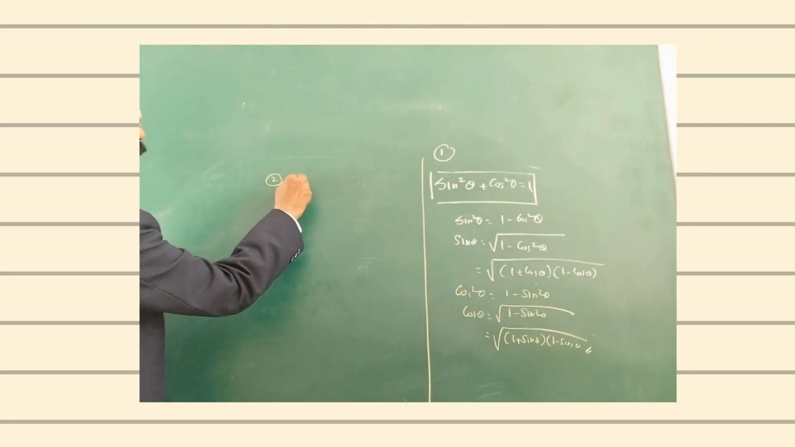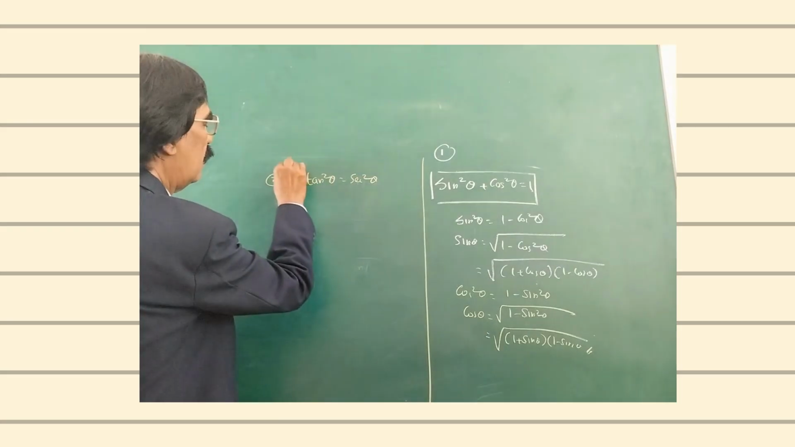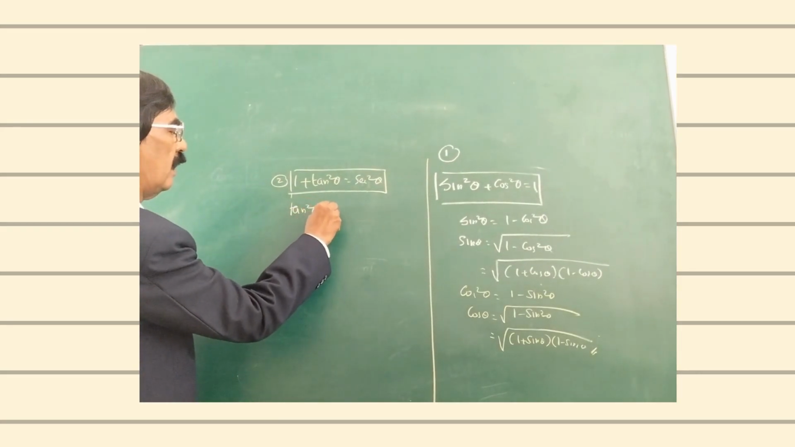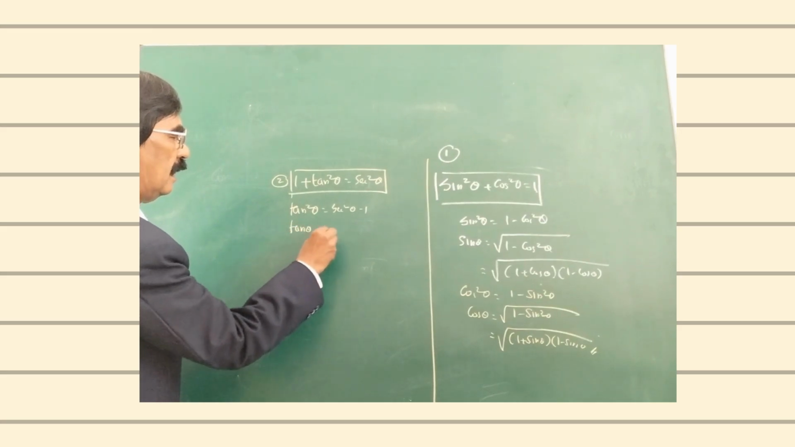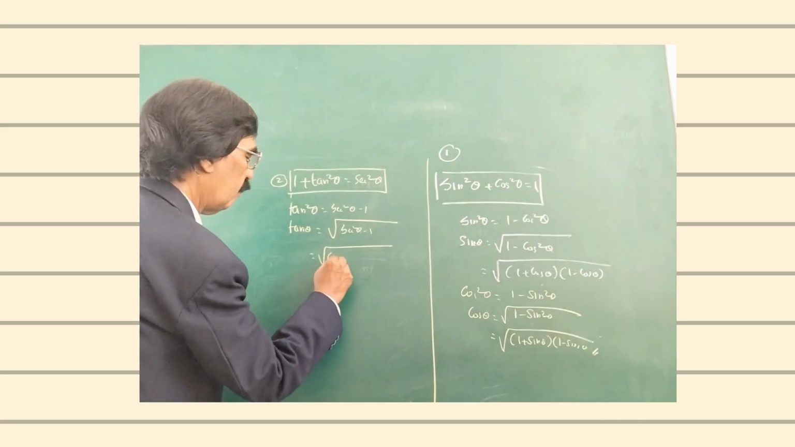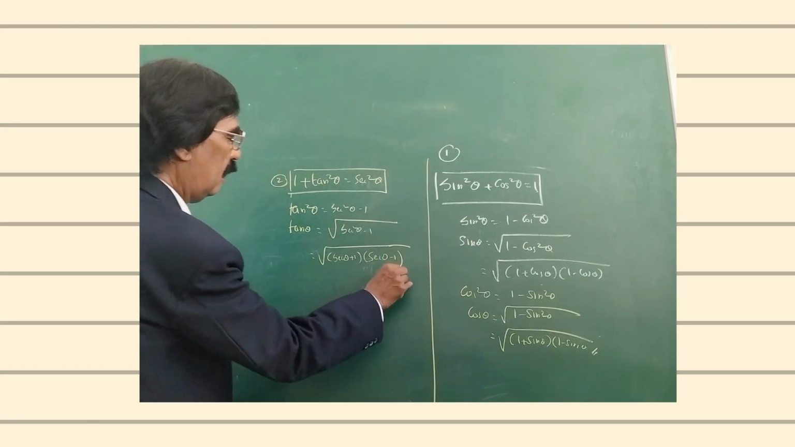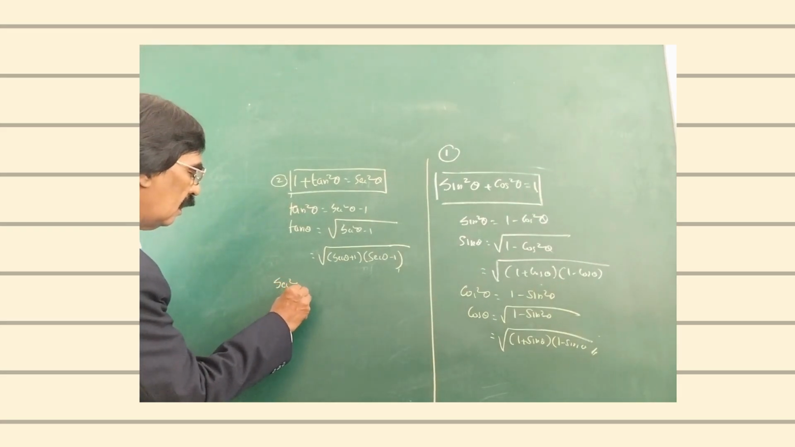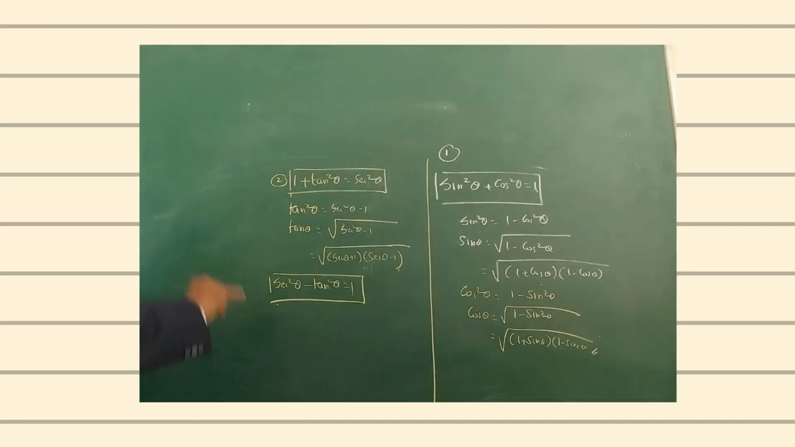And now, 1 plus tan square theta is secant square theta, second identity. From this, tan square theta is secant square theta minus 1. Tan theta is square root of secant square theta minus 1. That is root of secant theta plus 1 into secant theta minus 1. This is the same way. Secant square theta minus tan square theta is 1. This is another identity.